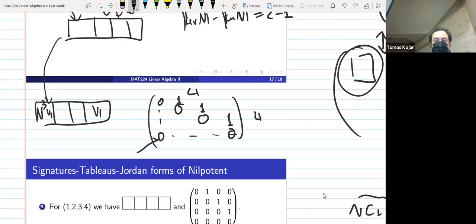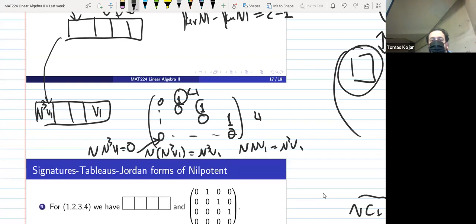So you do here n of n cubed v1, which is 0, n of n squared v1, which is n cubed v1, so you get a 1. And then n of n v1, which is n squared v1, so you get a 1 here. And then n of v1, which is a 1 over here. Okay.